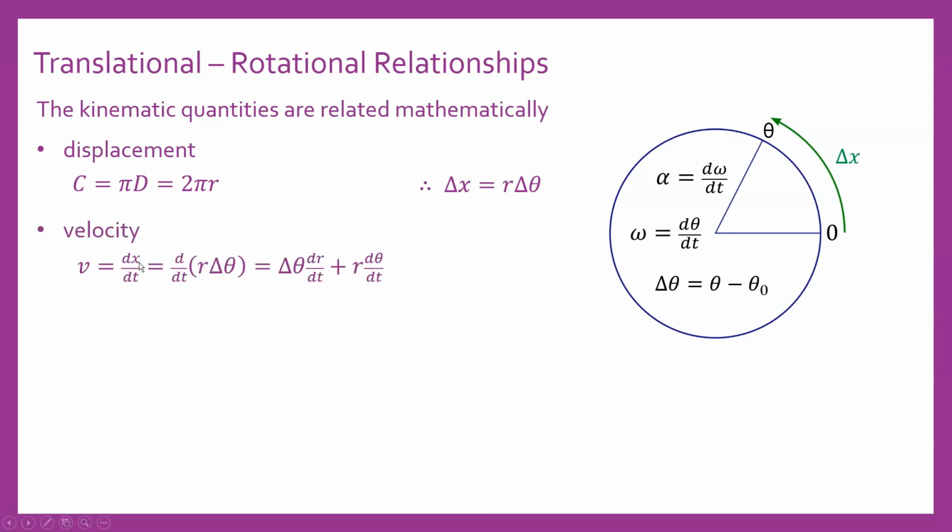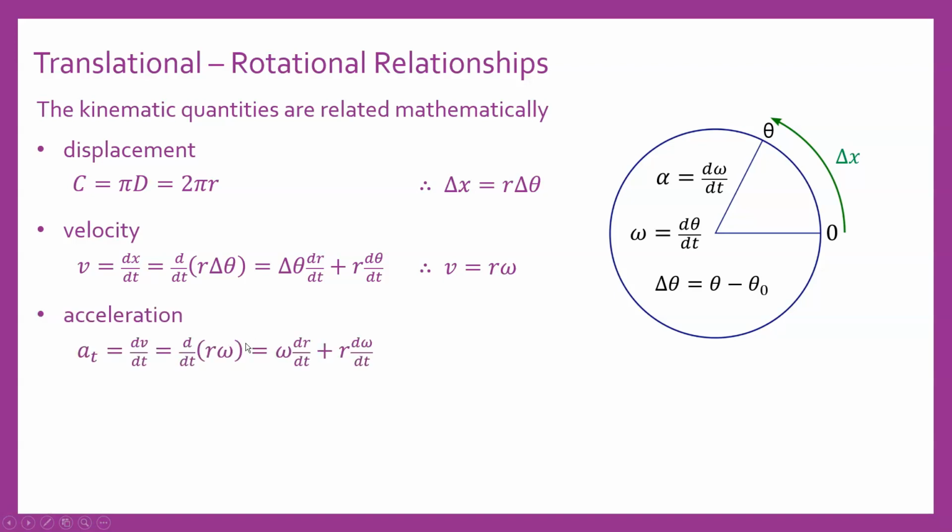Let's take a look at velocity. We know that velocity is dx dt. We have a new expression for delta x, so we can plug that in there and take the derivative of this expression with respect to time. The chain rule gives us the angular displacement times dr dt plus the radius times d theta dt. But the radius is constant, so dr dt is 0, which leaves us with the relationship that the velocity is equal to the radius times the angular velocity.